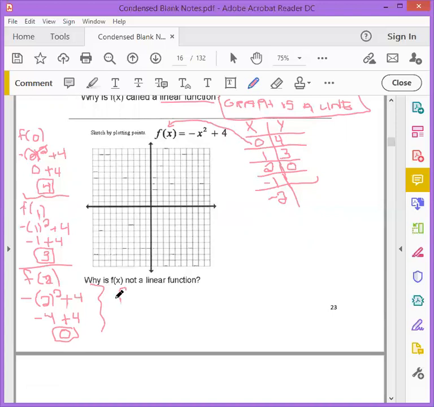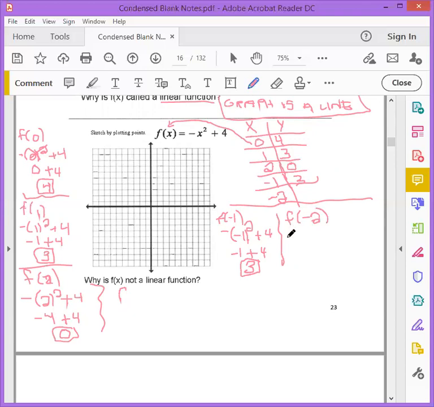Now let's find f of -1. F of -1 would be negative, and then in parentheses, -1 to the second power plus 4. -1 to the second power is 1. We'll carry down the minus in front, and -1 plus 4 is 3. So the value of this function when x is -1, we'll get 3 for the y-coordinate. And now lastly, f of -2.